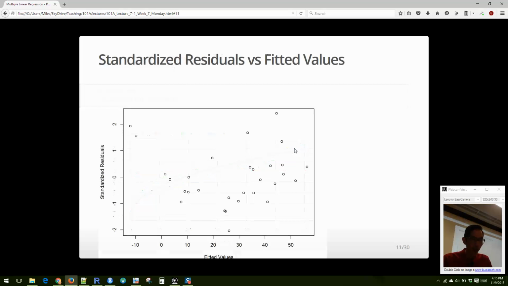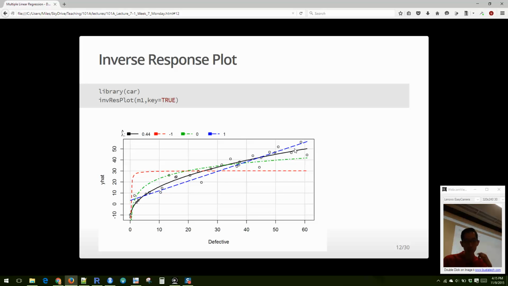So one thing we can do is apply an inverse response plot. This is coming from library car, which some of you are familiar with already or have used. I know we've covered it before. We use the inverse response plot and try fitting a few different lambda options, and it seems that the one it tells us to use is 0.44.